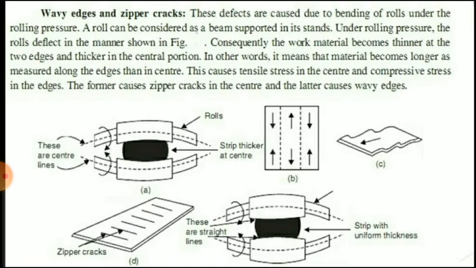You can see in a diagram. In the first diagram, there is a bending of rolls. Due to that deflection of the rolls, the edges of the job get compressed more than the central portion. So the edges are thinner than the central portion, giving the sheet a crown. You can see in diagram A, there is a deflection of rolls, so edges will be compressed more than the central portion.